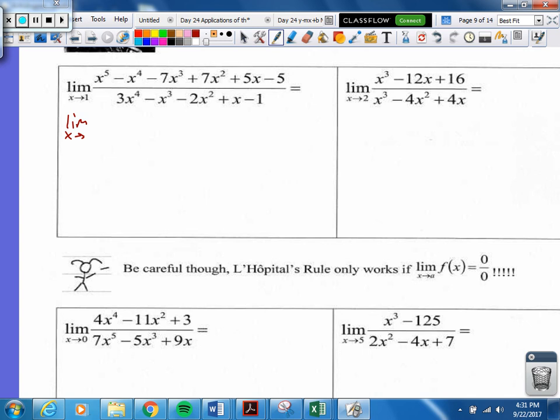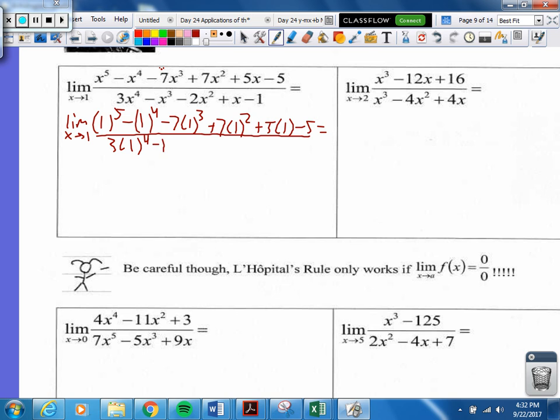as x approaches 1, you can pause the video if you want so you can write this whole thing down in your notes. 1 to the 5th minus 1 to the 4th minus 7 times 1 to the 3rd plus 7 times 1 squared plus 5 times 1 minus 5 over 3 times 1 to the 4th minus 1 to the 3rd minus 2 times 1 squared plus 1 minus 1. Equals 0 over 0. Wow.